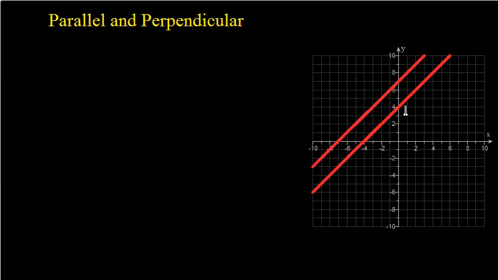Since each of these lines have the same slope, they're going to move in the same way, which means that they will never vary enough to intersect. They will go on forever, always being the same distance apart.